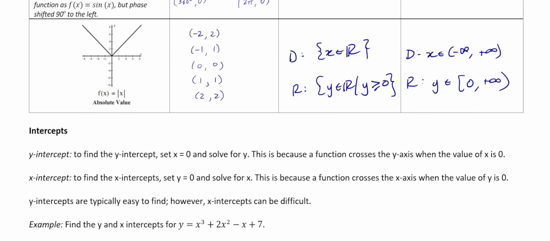Okay, and there we have it. There's our domain and range for the absolute value function. Just double check that you have it correct. The one restriction is on the y value, and the y values have to be greater than or equal to 0.